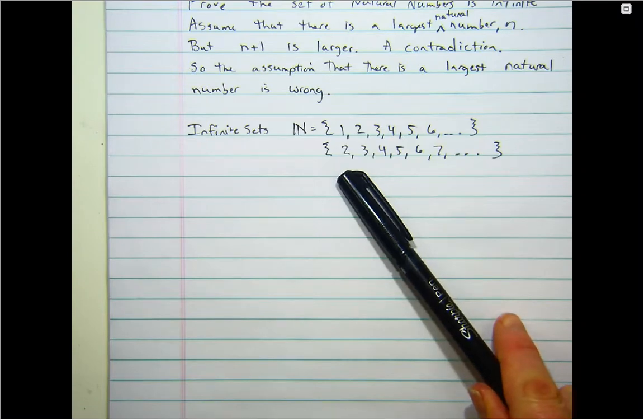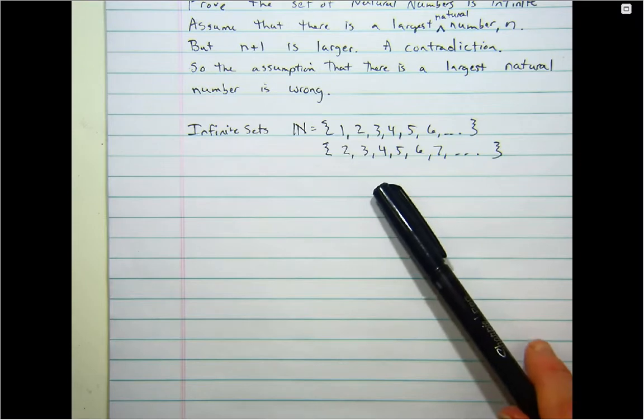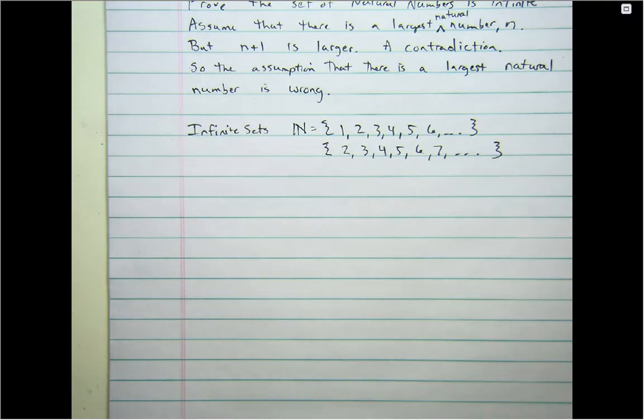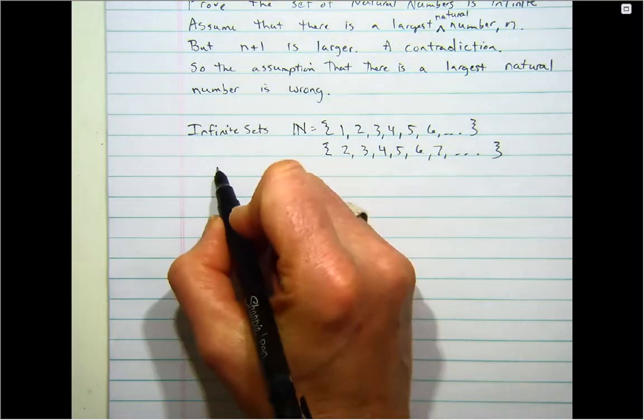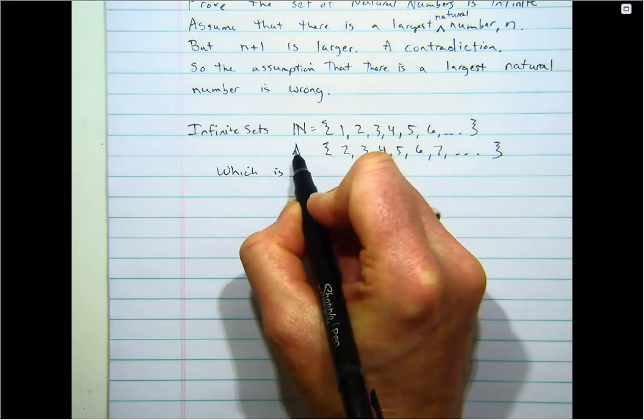So, I'd like you to decide. Well, first you tell me this is still infinite, right? The whole dot, dot, dot thing is telling us this goes on and on forever. So there are two infinite sets. But which of these is bigger? We'll call this set A.